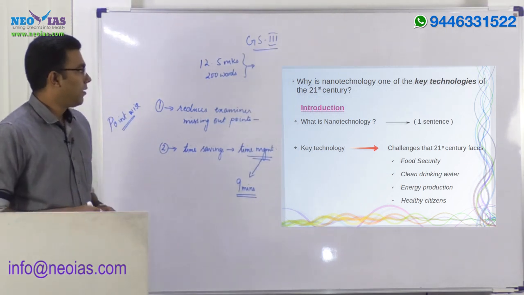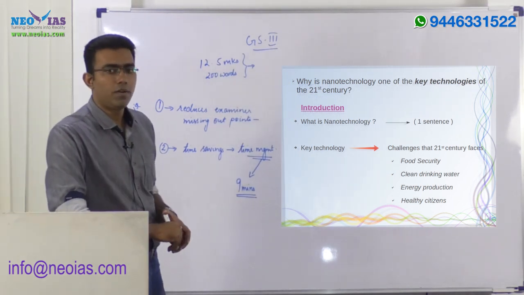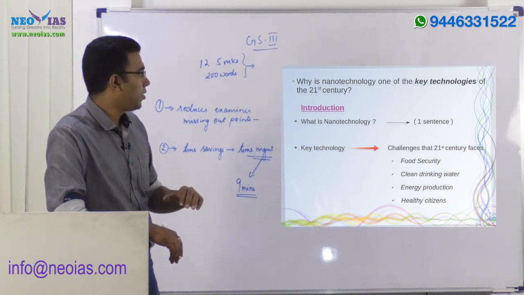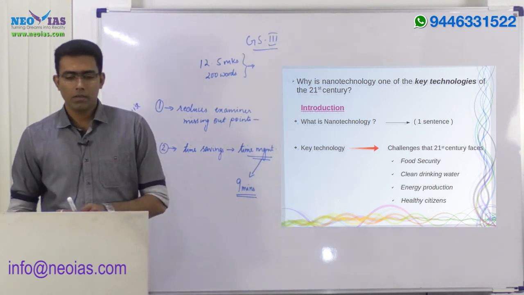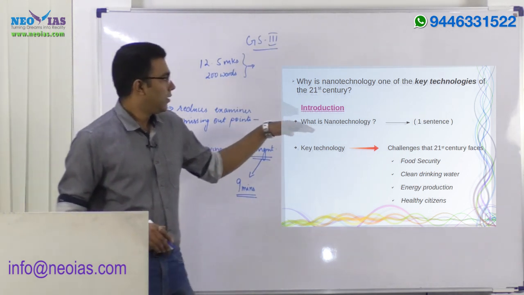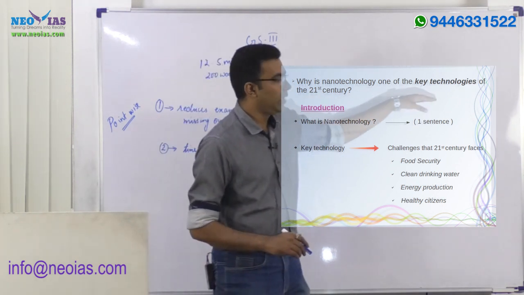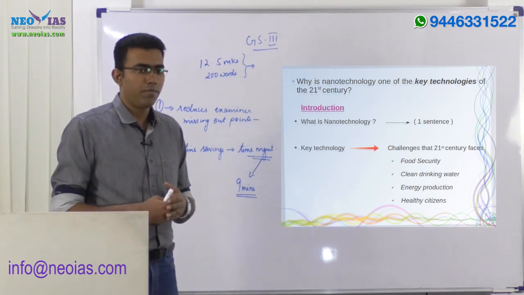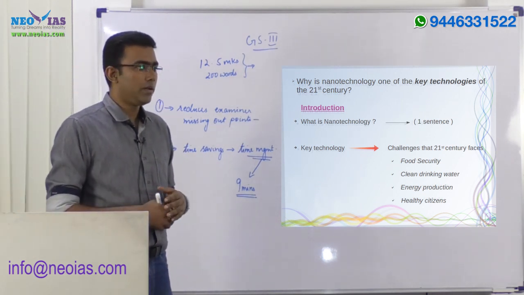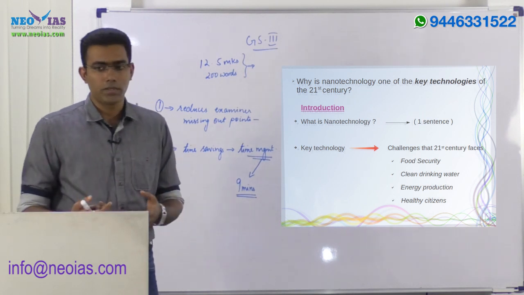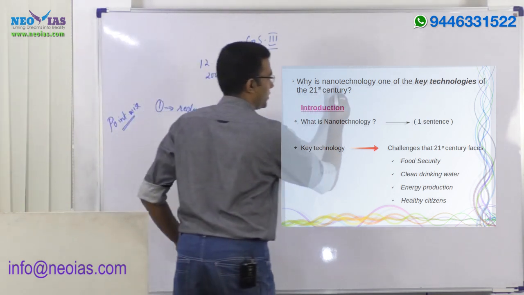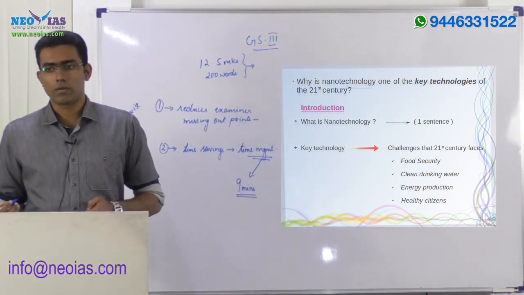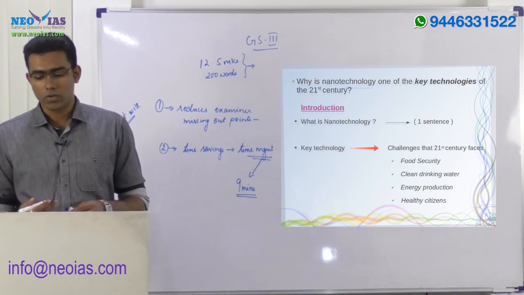Now, the first aspect of the question, that is, why is nanotechnology one of the key technologies of the 21st century? Here, what we need to focus on is why it is one of the key technologies of the 21st century. So in the introduction itself, before you start answering the question, you can start by describing the concept that has been asked in the question. Here the concept would be nanotechnology. This is the basic concept. So you can start by describing what nanotechnology is. You can define nanotechnology.